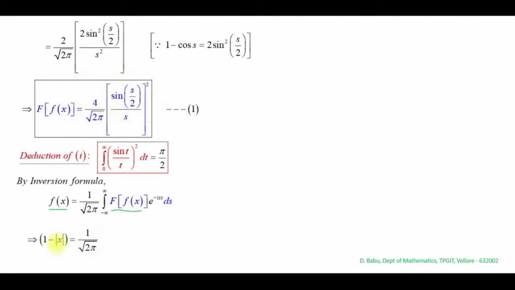This implies 1 minus mod x equal to 1 divided by square root of 2 pi. F of x is given in the problem as 1 minus mod x, which is equal to 1 divided by square root of 2 pi integration minus infinity to plus infinity. So this is from equation 1. We have minus infinity to plus infinity 4 divided by square root of 2 pi, sin s by 2 divided by s the whole square into e power minus isx into ds.